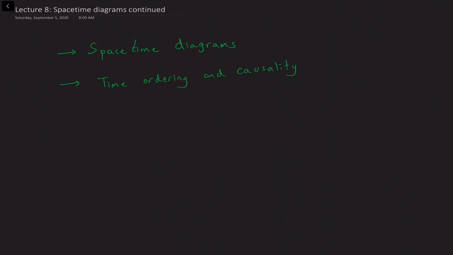And then we'll discuss the important ideas of time ordering of events in special relativity as seen by different inertial observers, and the relationship between time ordering and causality, that is, the ordering between cause and effect.